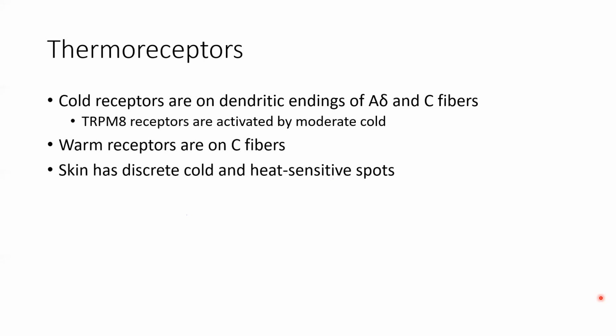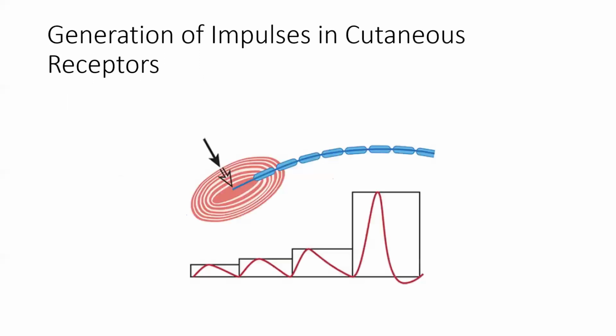So pag hanggang 45, you just perceive it as heat. But if you notice it, when you hold a hot object, if it's above 45, hindi na heat yung naramdaman mo, pero pain na. Because the TRPV4 and TRPV3 receptors will no longer fire to create a sensation of heat. So that is the basic mechanism to the sensation.